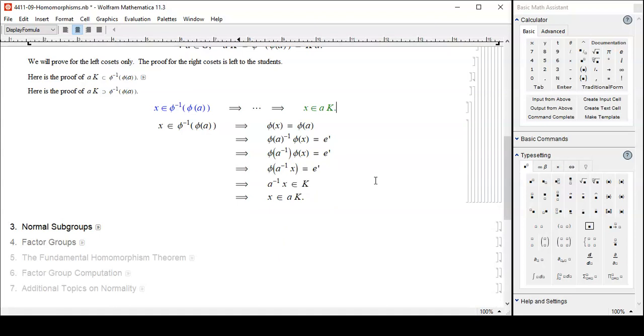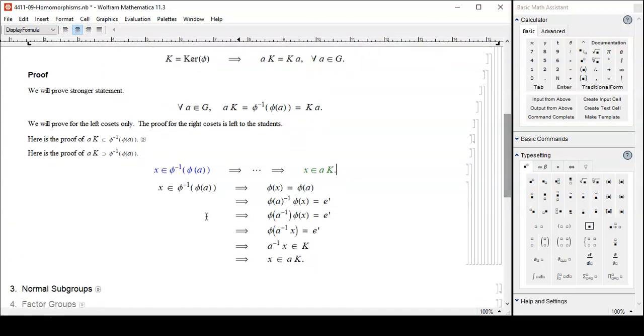I don't need this anymore. Here we go. X belongs to that means phi of X is phi of A. And then flip this to the other side. Oh, I multiply to the left-hand side. That's okay. And then A inverse times phi of X. Inverse goes inside because the homomorphism preserves the inverse. And then put these two together. Yes, we can do that because homomorphism preserves the group operation.